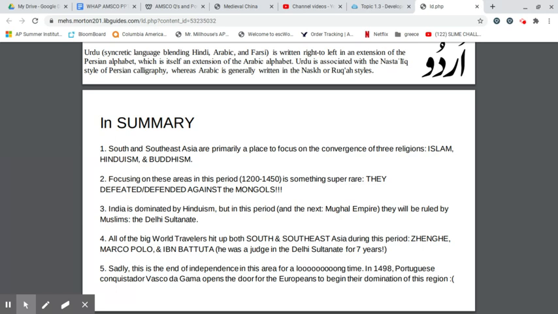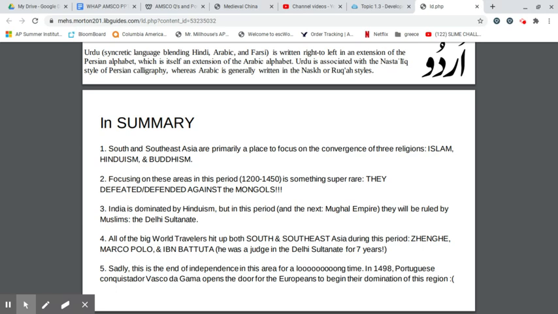Focusing on these areas in this period, 1200 to 1450, is something super rare. They defeated or defended against the Mongols. The Mongols, who are so fun to study, create the largest land empire in history. And India, Thailand, Vietnam, and the jungles are places that were actually able to defeat the Mongols. So they are rare in that.